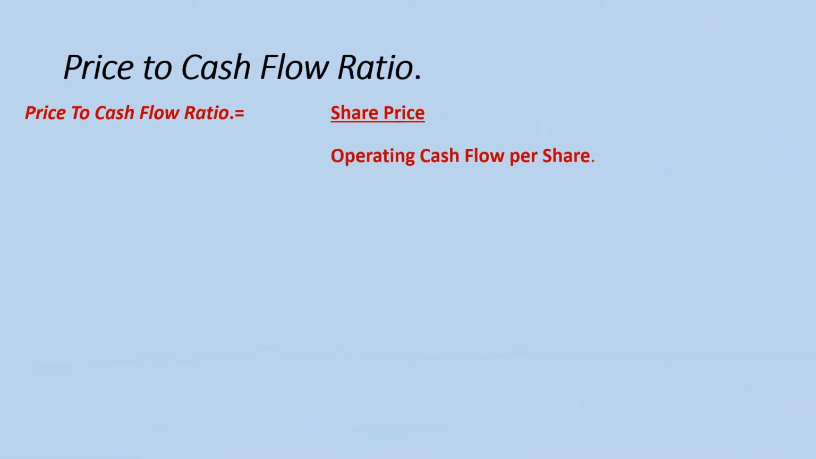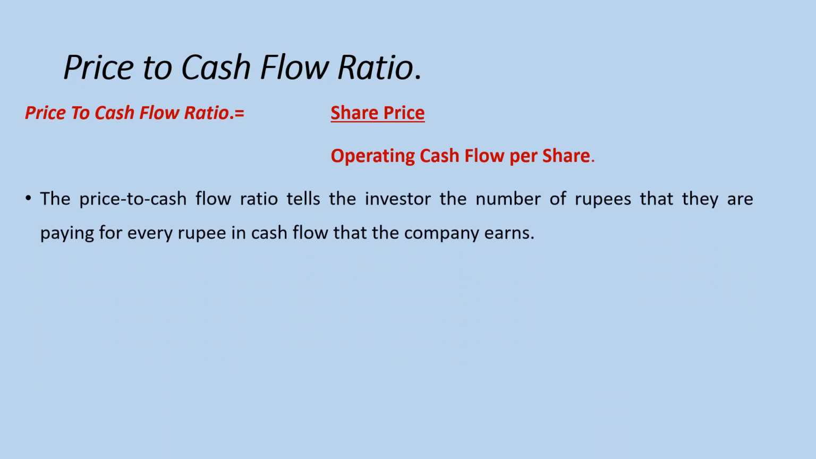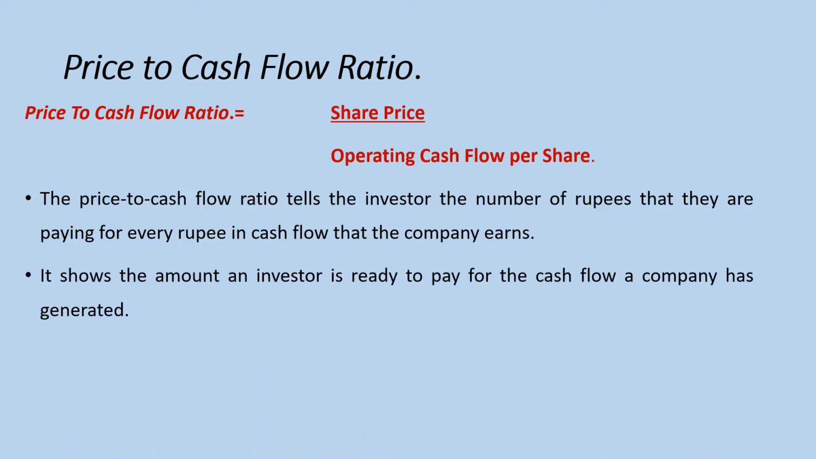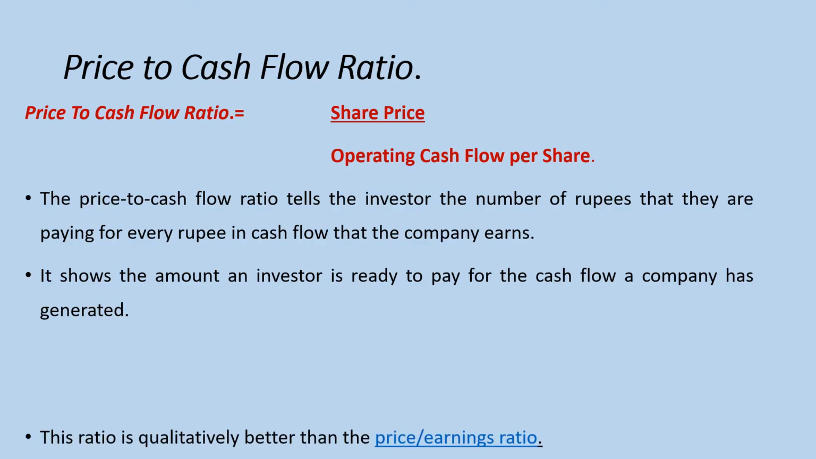Price to cash flow ratio is calculated by dividing the share price by the cash flow per share. It tells the investor the number of rupees that they are paying for every rupee in cash flow that the company earns. It shows the amount an investor is ready to pay for the cash flow a company has generated. So investors use this type of ratio to describe the company's valuation with respect to cash.